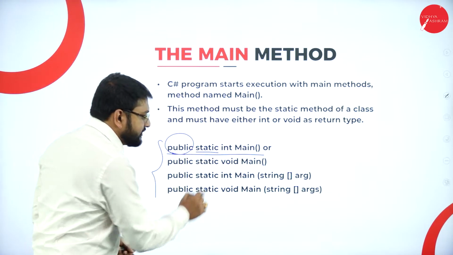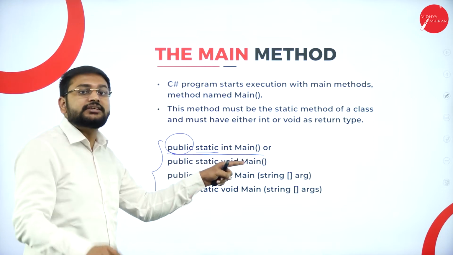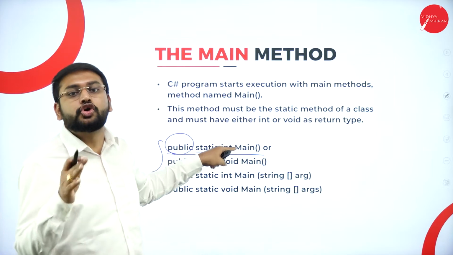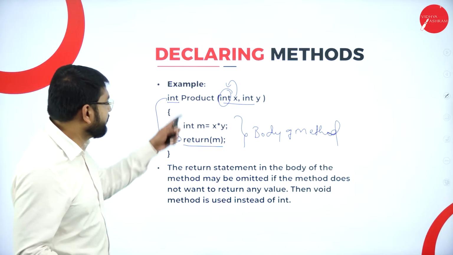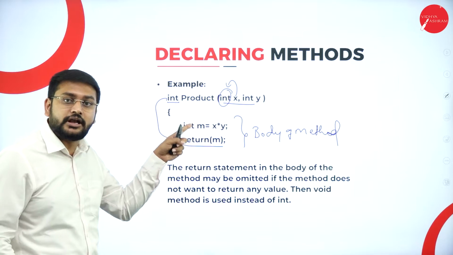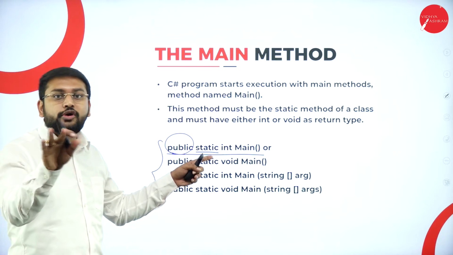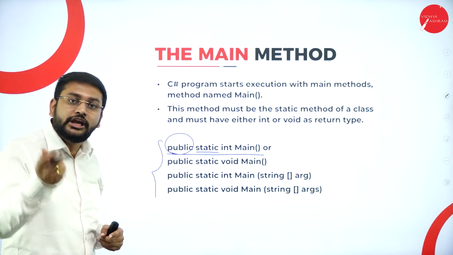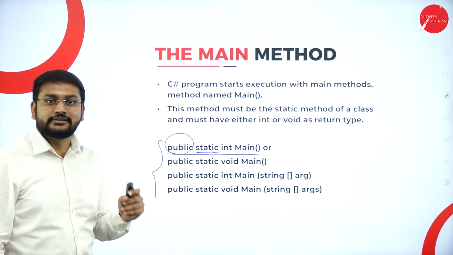The second one is static. What is the meaning of static? I'm making this main method static so that I don't have to create the object to call this main method. That is most important. If I want to call any method, observe here I have created the product method. If I want to invoke this method, I have to create the object. But when it comes to the main method, I don't have to create the object. This is a point that you have to make a note. Do I need to use the object to call the main method? No, because you are making it static. That is what you need to remember.